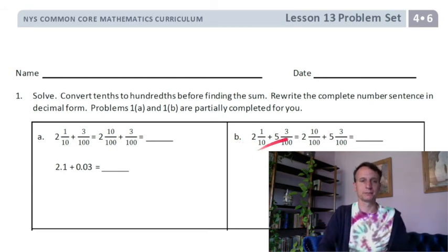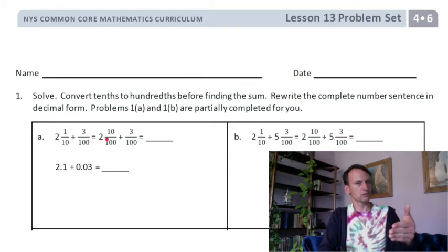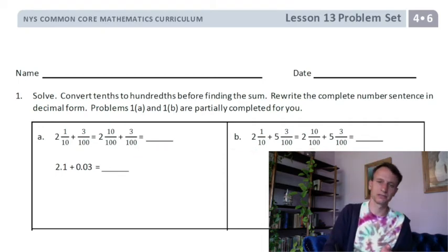Beautiful to be there. So look, this is what we're doing. 2 and 1/10 plus 3 hundredths. We turn the 1/10 to 10 hundredths. Then we can add 2 and 1/10 as decimal plus 3 hundredths. Add them together. Here they don't give you that decimal step. You have to write it yourself.